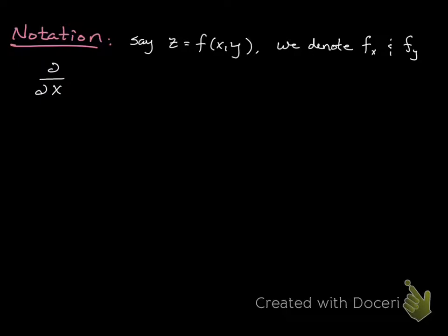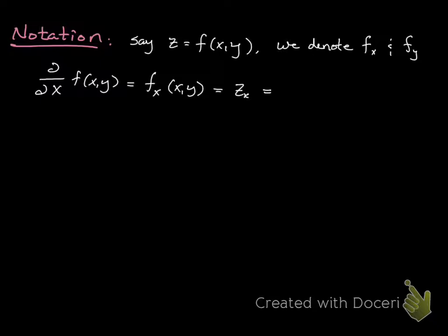We use this slanty, cursive looking d. It's still kind of a d. That denotes our partial derivative. So I read that quotient as partial with respect to x, partial x. So I'm taking the partial with respect to x of f of x y. That's the same as f subscript x of x y. Also, we use the notation z subscript x. You'll see that relatively frequently.